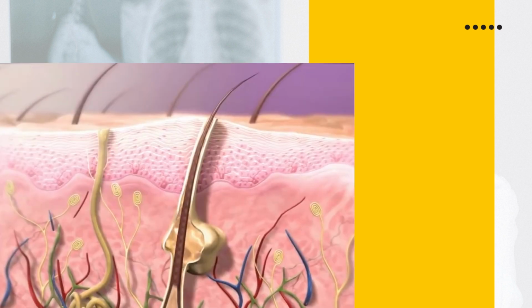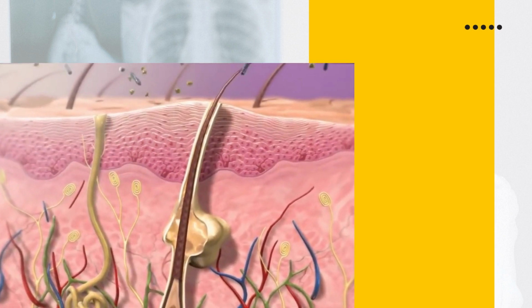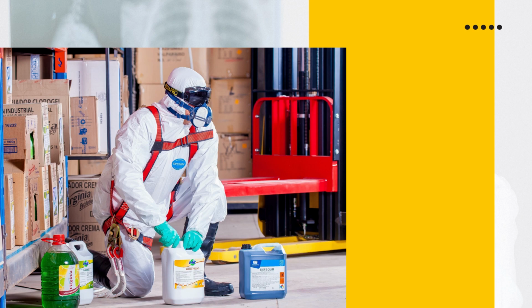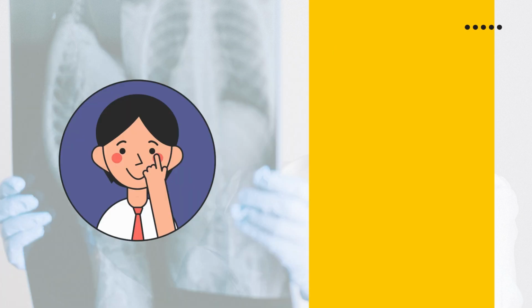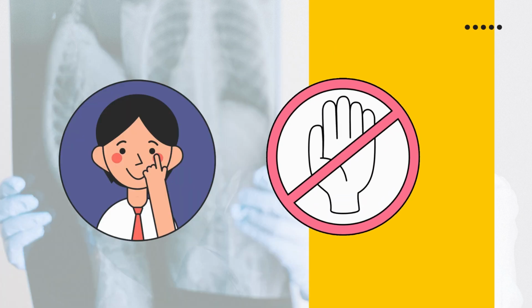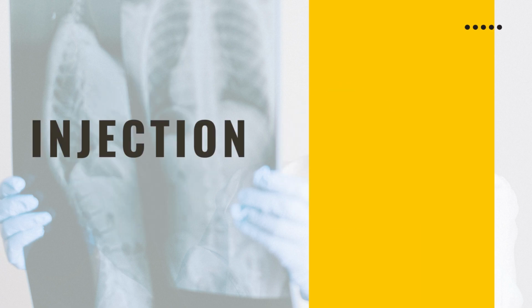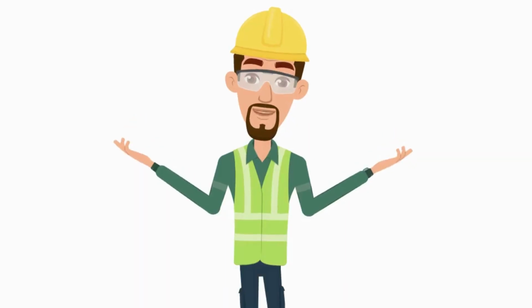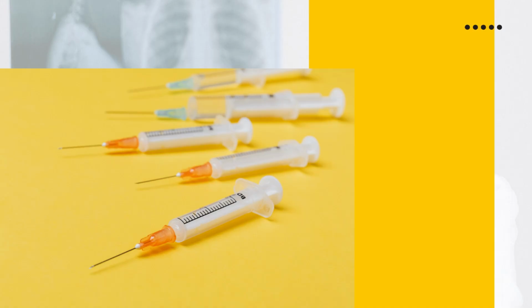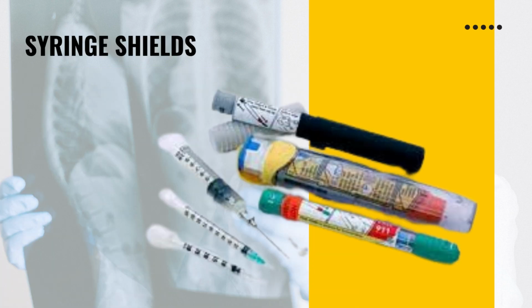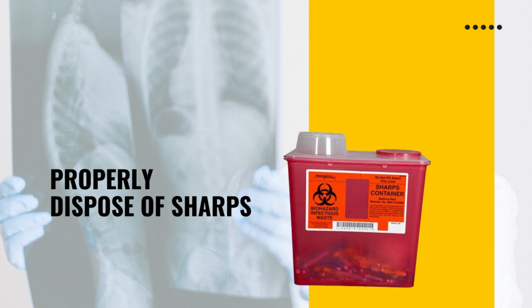To prevent this, wear appropriate skin protection, such as gloves and coveralls, when handling such substances. Also, be cautious about touching your face or other body parts while working. Injection. Certain chemicals, particularly in industrial settings, can pose risks of injection, such as accidental needle sticks or punctures. Follow strict safety procedures when handling these chemicals. Use safety equipment like syringe shields, and properly dispose of sharps to prevent injuries.